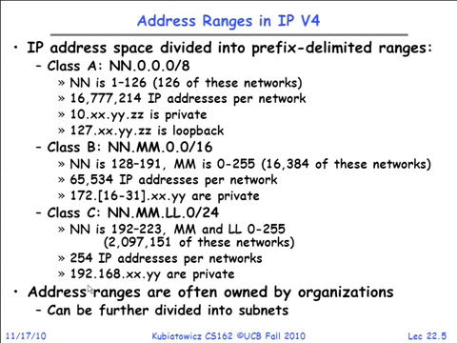Since there are 254 usable IP addresses, what are the two other addresses? The other two, when you have all ones in the host piece, that's typically broadcast. And all zeros is usually an invalid address. It's just not used.